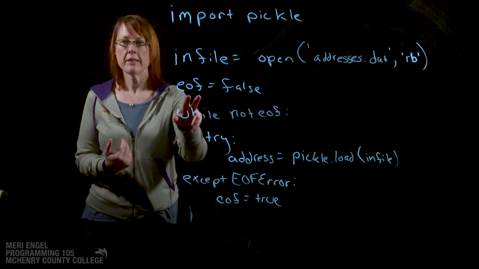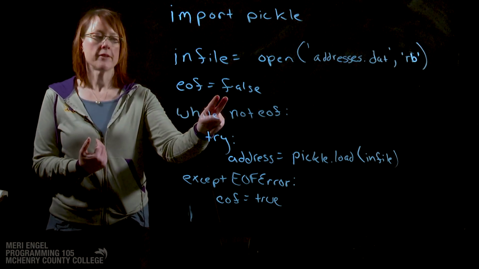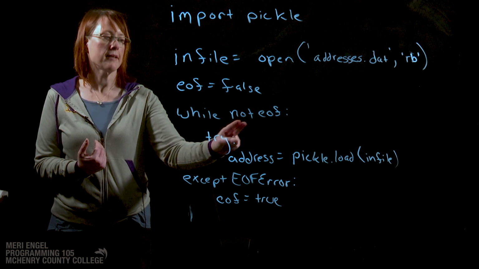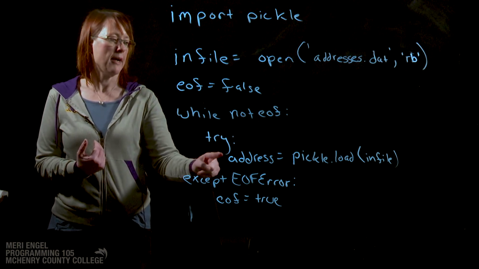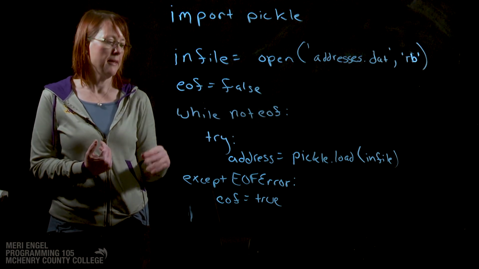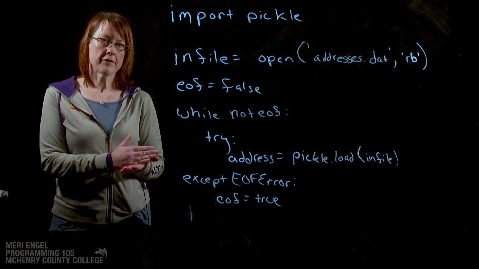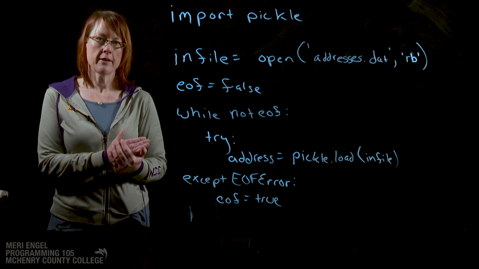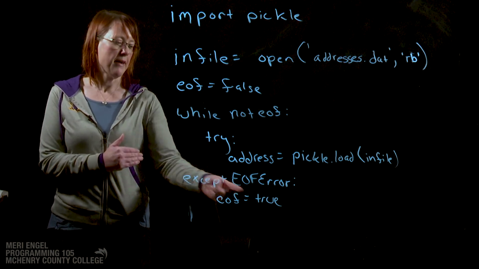So typically what's going to happen is you will work until you reach the end of a file. So I usually use EOF, end of file, and we're going to initialize it to false. While not false, try: address = pickle.load(in file). It will load the next line. And then if there's an error, an EOF error, end of file error, we'll set end of file to true.